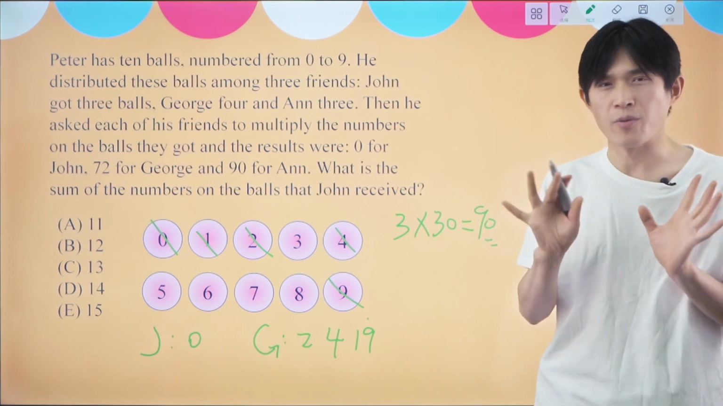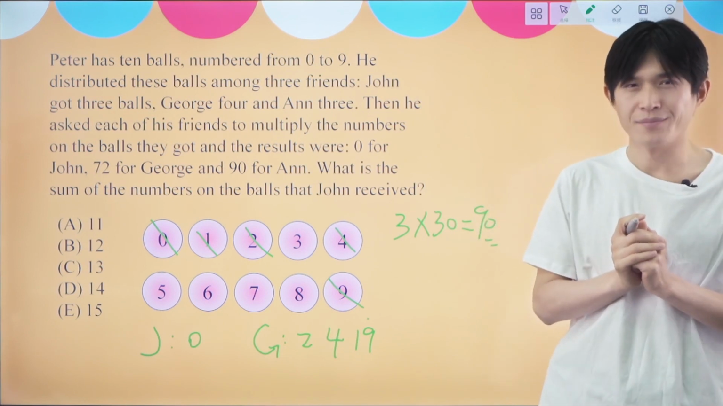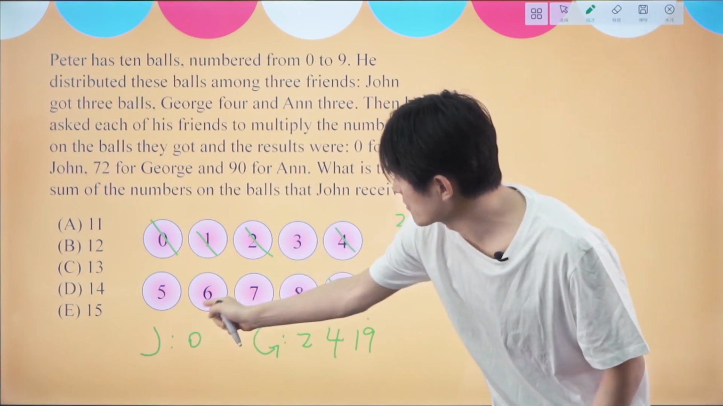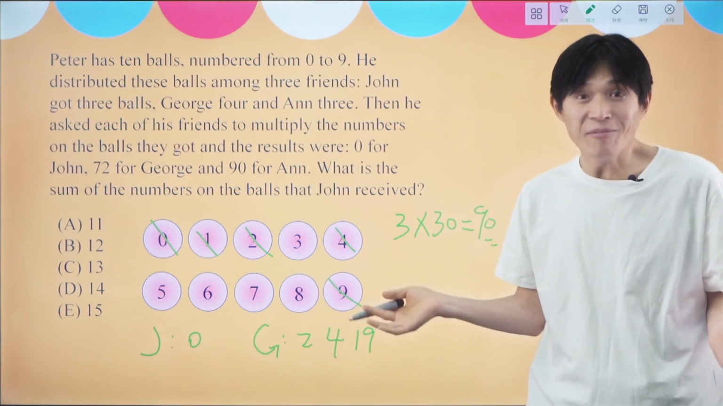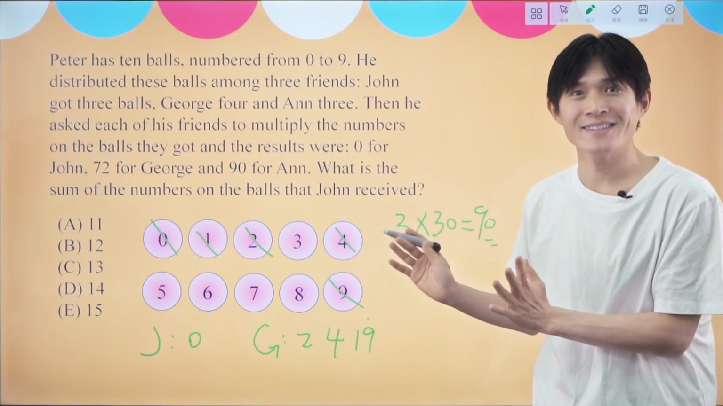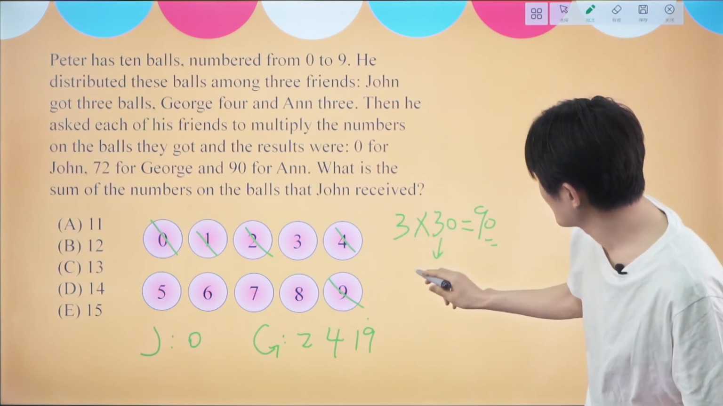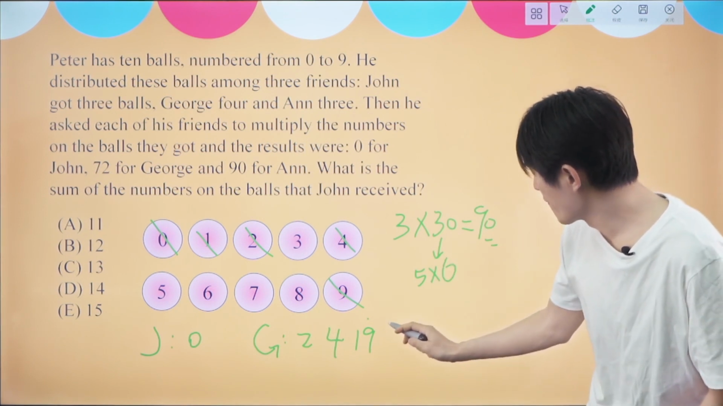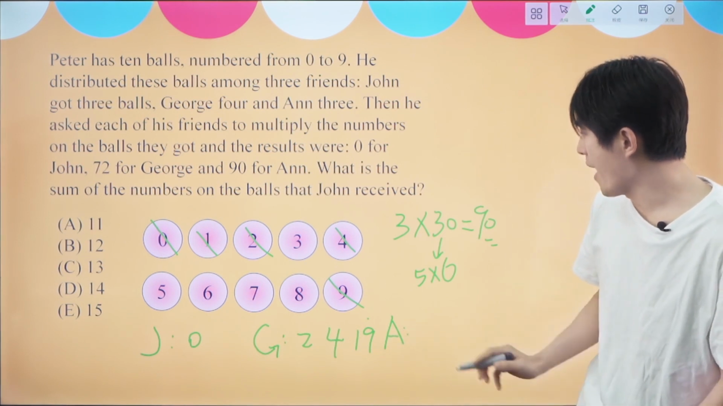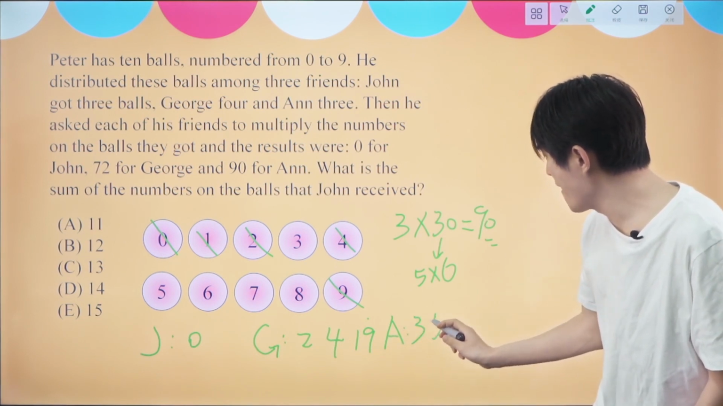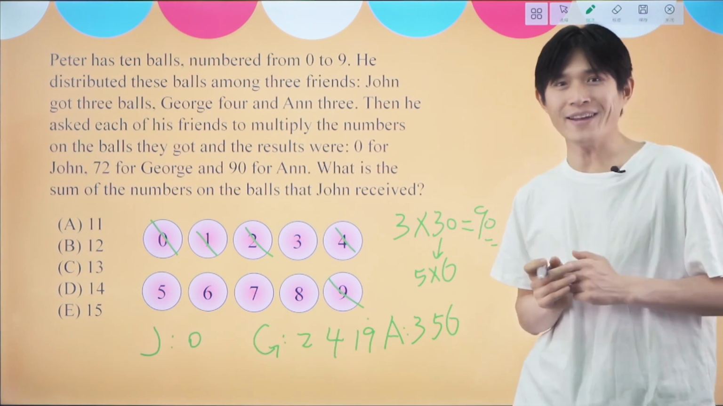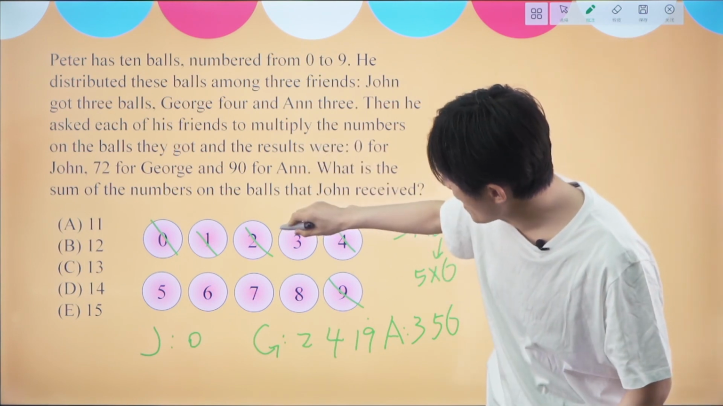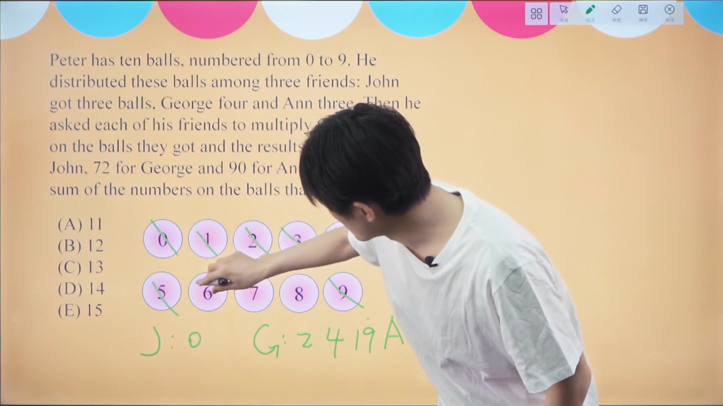So two numbers, when you multiply two numbers, you get 30. What are those two numbers? So we have 5, 6, 7, 8. It's obvious. 5 times 6 is 30. So here we go, 5 times 6. This means for Anne, we will have 3, 5, 6. 3 digits. We have 3 numbers for Anne. So bye-bye 3, bye-bye 5, bye-bye 6.